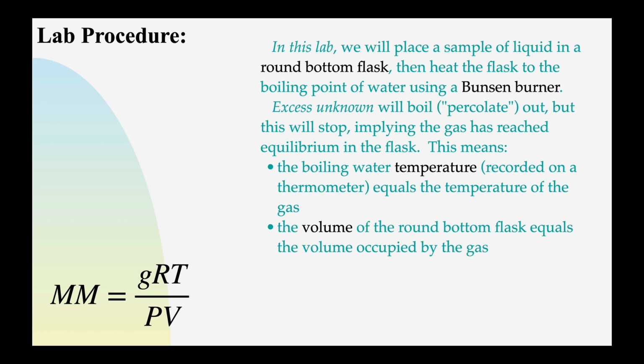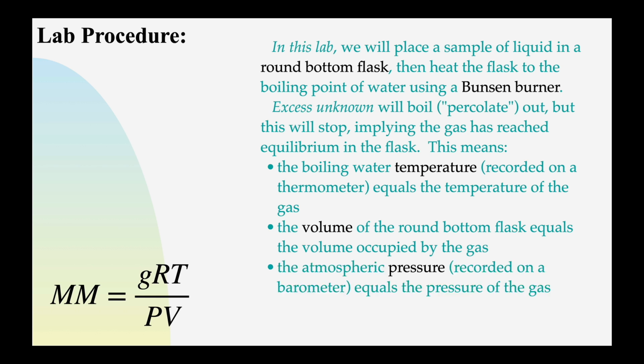And then finally, because there is a little hole that this excess stuff is percolating out of, there's always atmospheric pressure pushing down on us. If the percolation, the extra stuff coming out of the little hole, stops, that means the atmospheric pressure is also equal to the pressure of the gas. The gas is holding its own, pushing back against the atmospheric pressure, and they're equal. We can use a barometer to measure the pressure at this point.